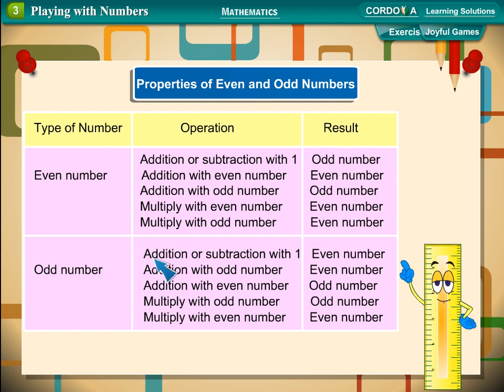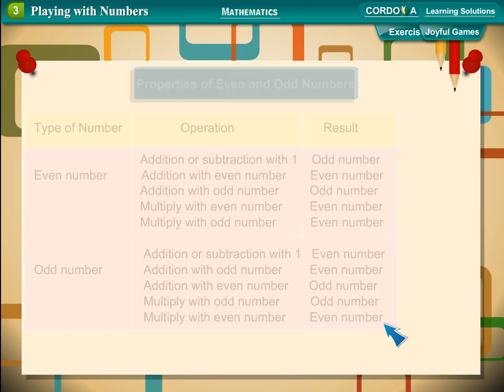Odd number, addition or subtraction with 1, even number. Addition with odd number, even number. Addition with even number, odd number. Multiply with odd number, multiply with even number.